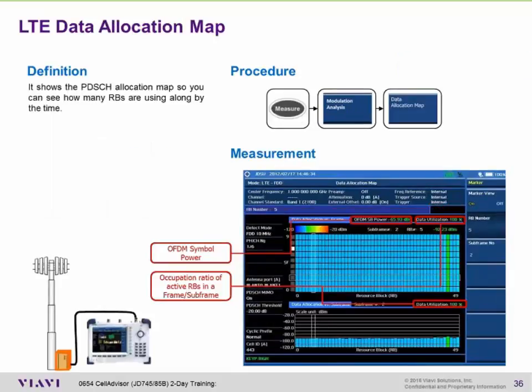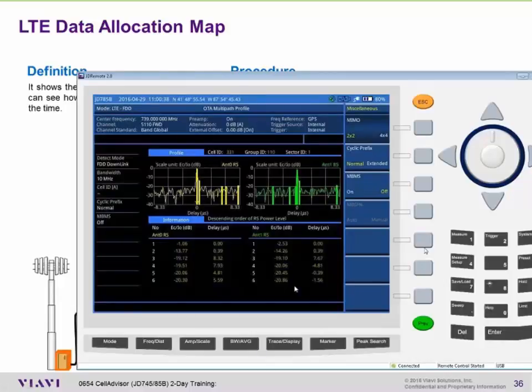Data Allocation Map, yet another display that can help you determine what type of user traffic is present for that LTE carrier. Now this is one of those measurements. You'll notice the little white square right here. It will continue to rotate around and around, showing you what's taking place in the way of traffic.